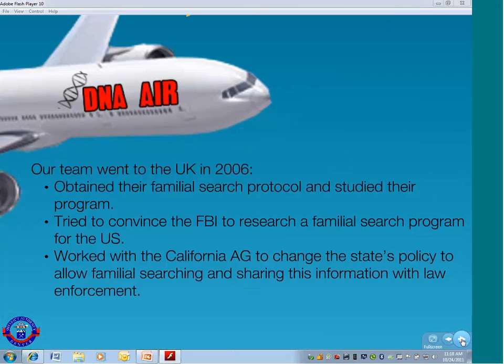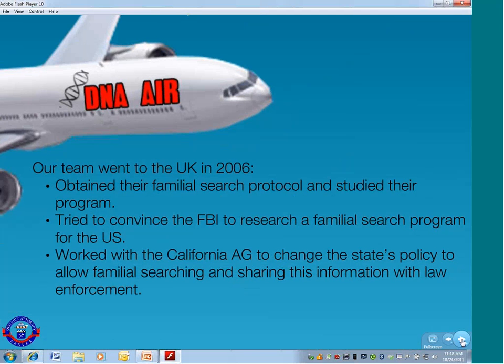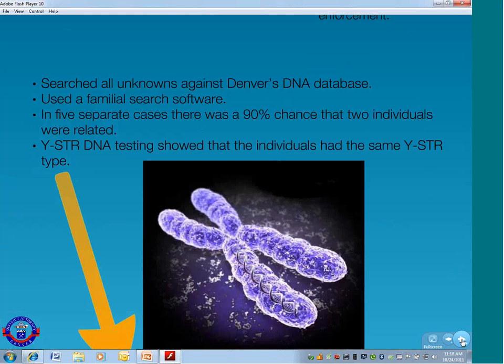Once that was changed, they started the process of putting together a familial search policy in California at the same time we were doing our research in Denver. So we first used the familial search software to run it against our small database in Denver, and we got 5 separate instances where we had a 90% chance that the 2 individuals were related.